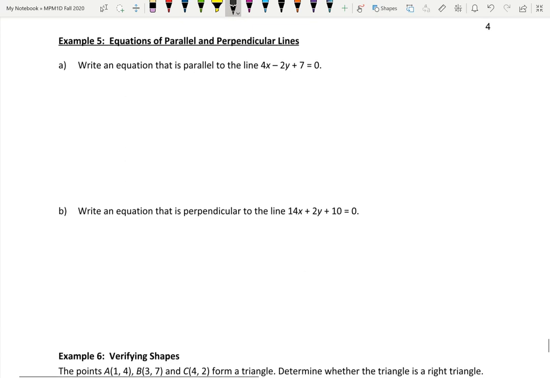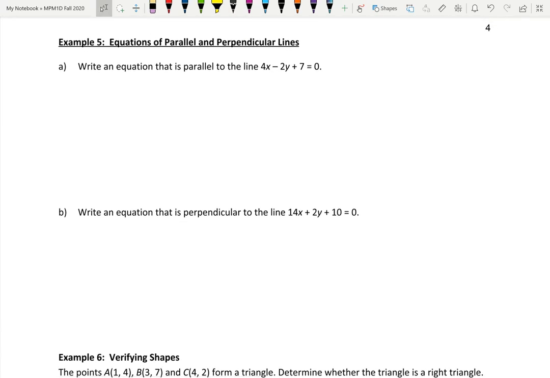Okay, last page. Equations of parallel and perpendicular lines. So now let's create an entire equation of a parallel or a perpendicular line given a first line. So in A, write an equation that is parallel to the line 4x minus 2y plus 7 is equal to 0. So we want to create an equation that's parallel to this line. So the first thing that we need to do is convert the given equation into slope y-intercept form.